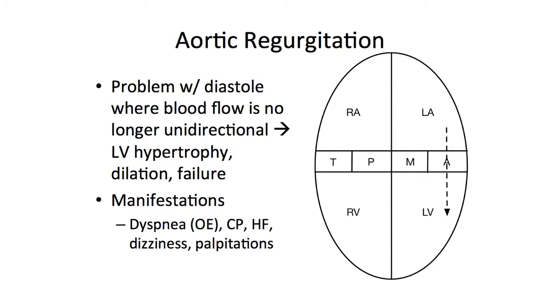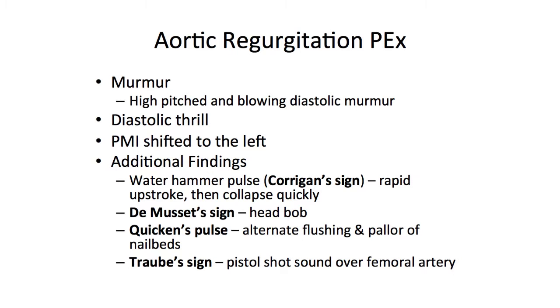Aortic regurgitation is a problem with diastole where blood flow is no longer unidirectional, resulting in left ventricular hypertrophy, dilation, and failure. It's manifested by dyspnea, especially on exertion, chest pain, symptoms of heart failure, dizziness, and palpitations. On the physical exam, you'll hear a high-pitched and blowing diastolic murmur. You may feel a diastolic thrill, and the point of maximal impulse may be shifted to the left.